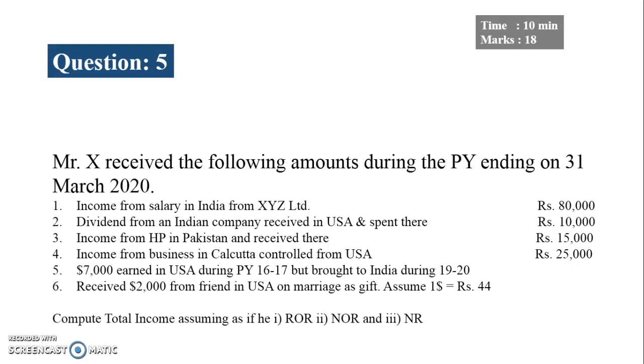Now this is question number 5, that X received the following amounts and we have to calculate the total income if he is ROR, NOR and NR. And I have noticed that many of you have not been able to calculate the correct answers in all the 3 cases. So this was 6 marks for each case.